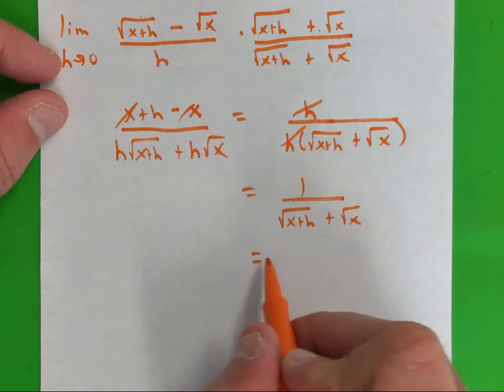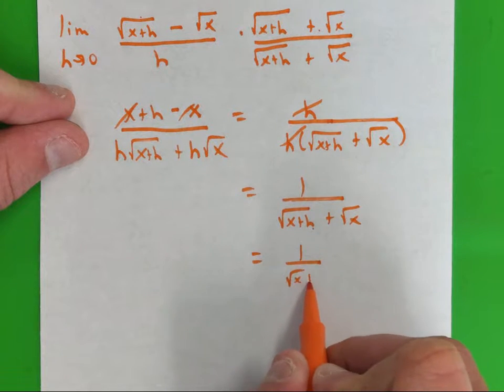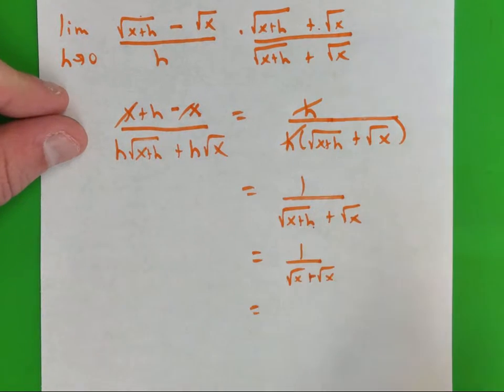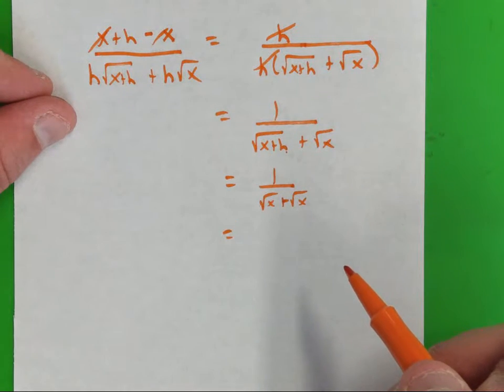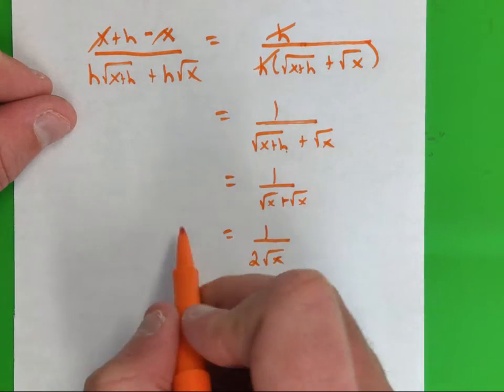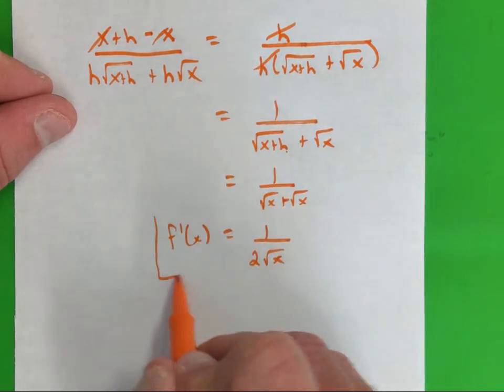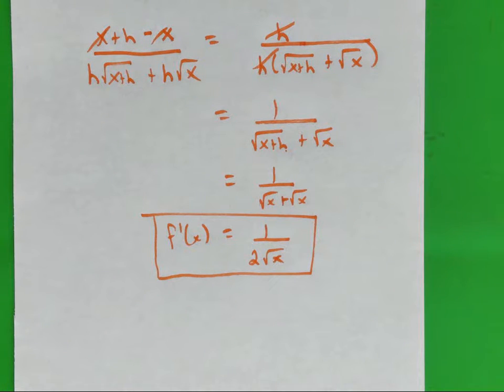Now apply direct substitution. I have 1 over, if I put 0 in for h, square root of x plus square root of x. Can I add those two radicals? Yes, they have the same thing under the radical, don't they? So that's going to be 1 over 2 square root of x. That's f prime, your derivative. You know you're done when the h's are gone. That's when you know you're done with the problem. So your derivative would be 1 over 2 square root of x.